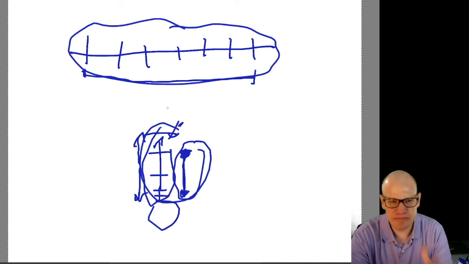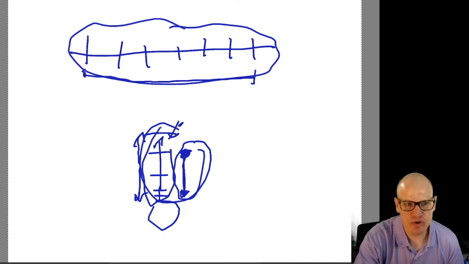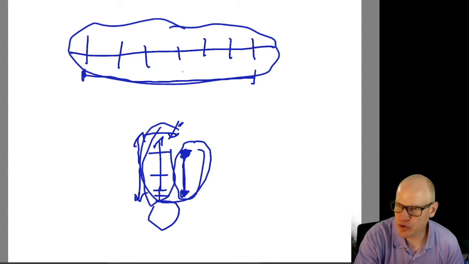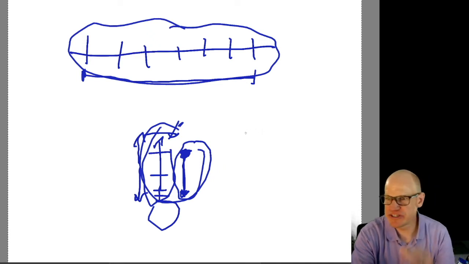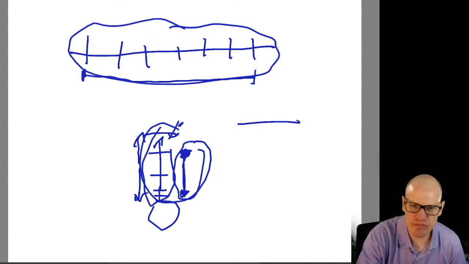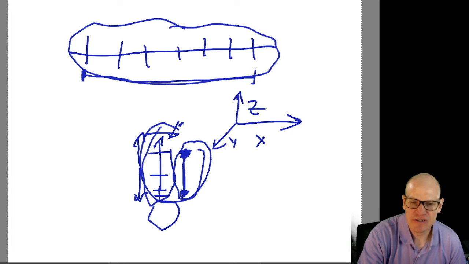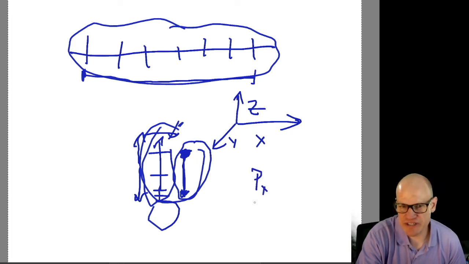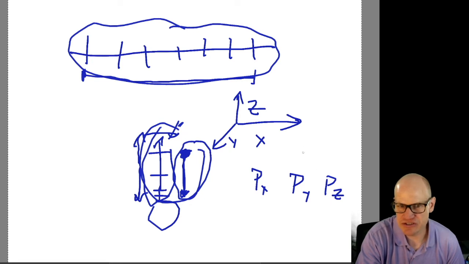Because we have 3 spatial dimensions and we generally will have coordinates where the coordinates are all uniform in each of those different directions, we're going to have 3 conserved momenta. You're going to have a conserved momentum associated with each of the 3 directions, x, y, and z. So now you have momentum in the x direction that's conserved, momentum in the y direction that's conserved, and momentum in the z direction that's conserved.